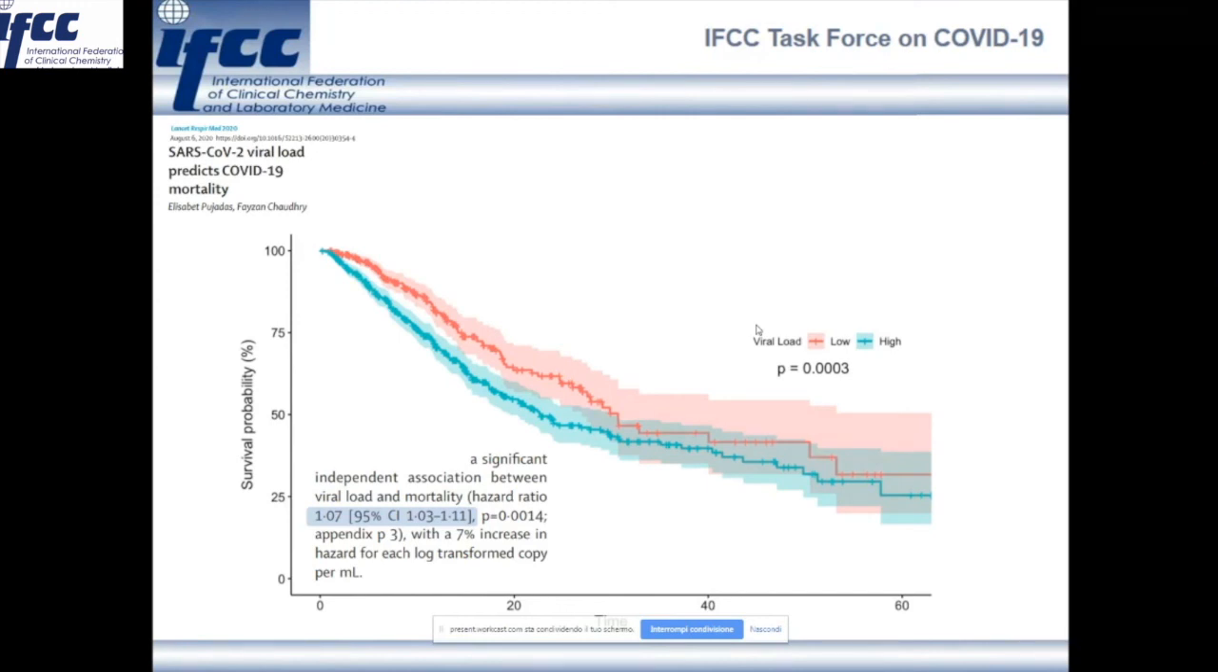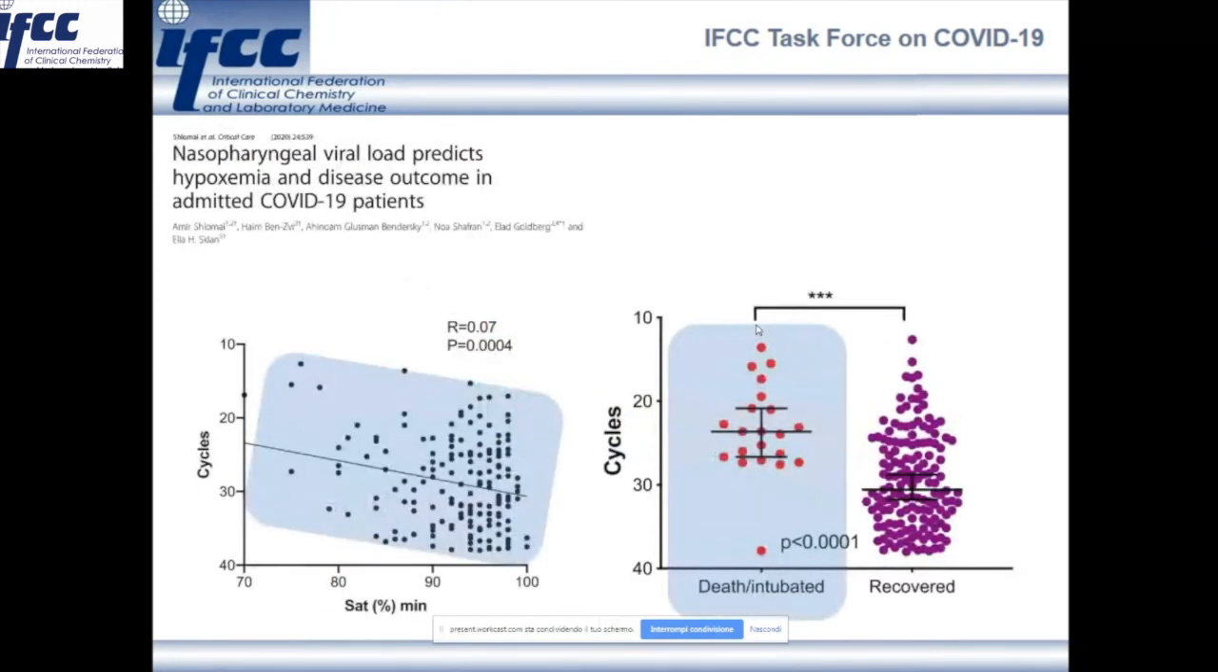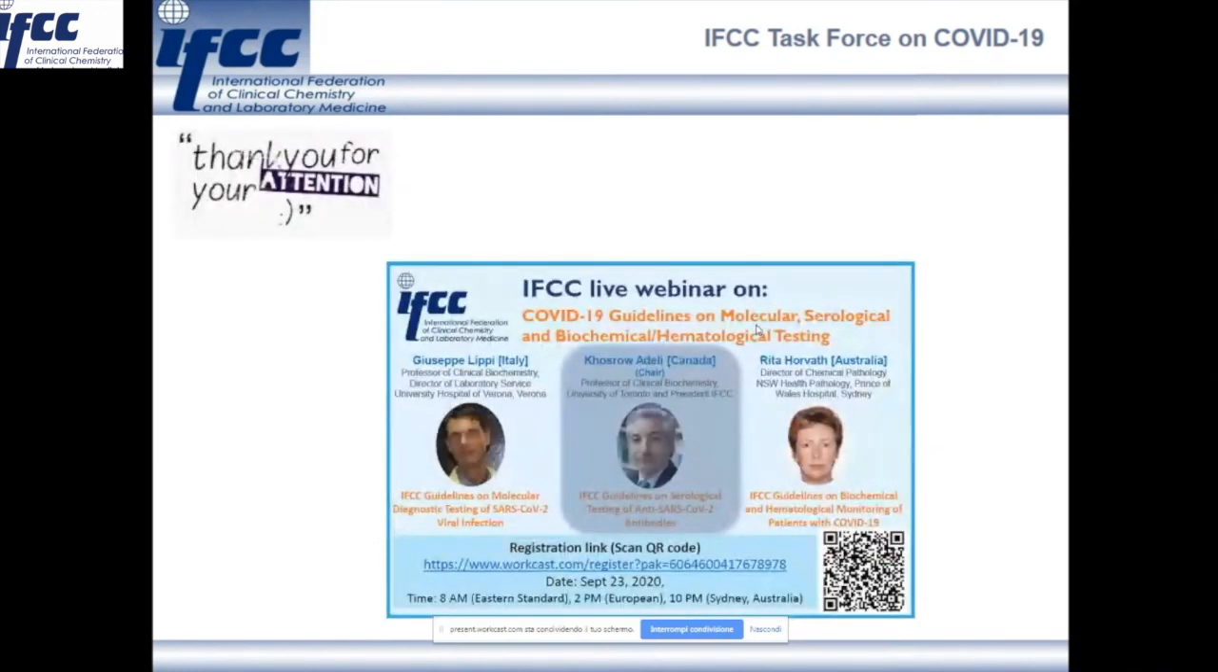Very similar data have been published in this other study, which confirmed the existence of a strong relationship between SARS-CoV-2 viral load in nasopharyngeal swab samples and COVID-19 mortality, with a 7% increase in hazard for each log-transformed copy per ml. The positive association between viral load in nasopharyngeal specimens of patients hospitalized for COVID-19 and hypoxemia, on the right part of the slide, and adverse clinical outcome, in the left part of the slide, has also been highlighted in this study. I will so conclude here my presentation. I am thankful for your attention.